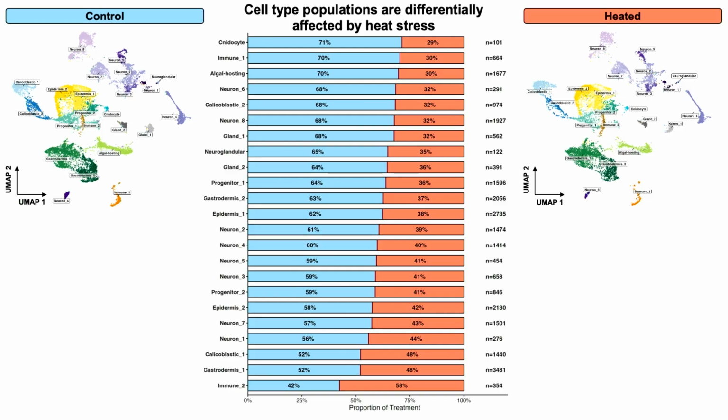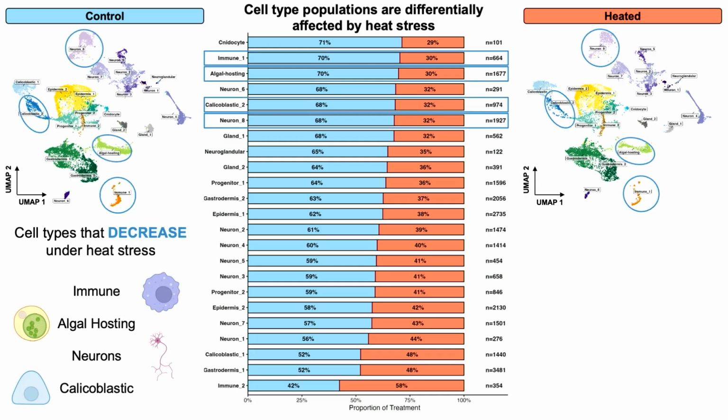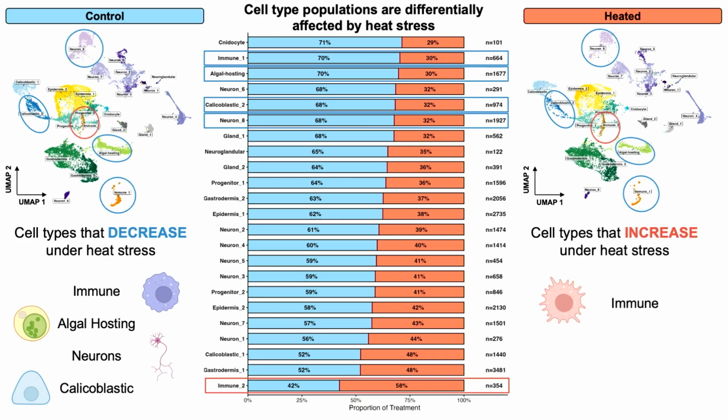So here's the same cell atlas just split into the control and heated treatments. And in the middle here, we have a proportional bar chart, which shows the percentage of cells from each library for each cell type. So here we can see at the top that the immune cells, the algal hosting cells, neurons, and calcoblastic cell types are more enriched in the control atlas compared to the heat stress, suggesting that these cell types are actually decreasing under heat stress conditions. Contrastingly, we see that there's a different type of immune cell that is increased during heat stress, which is quite interesting, and we would have missed this with traditional bulk RNA-seq methods.